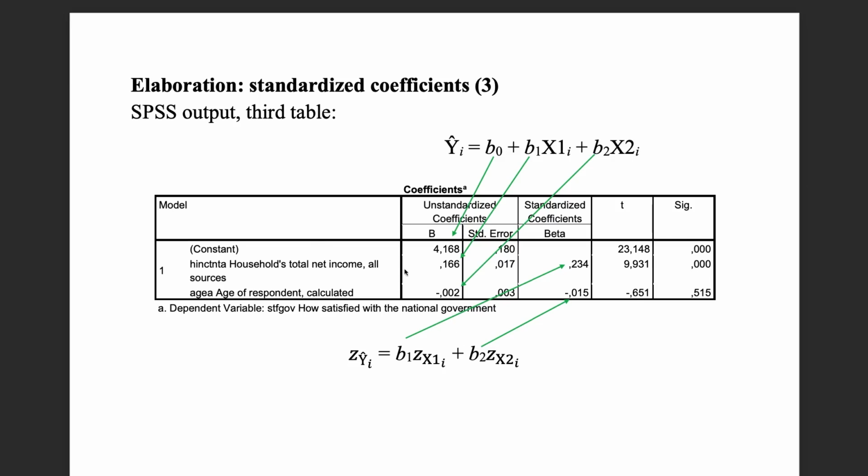SPSS didn't even need to re-estimate the model. You can just mathematically transform from the unstandardized coefficient to the standardized coefficient, or the other way around. So there is nothing intrinsically different about the relationships that are being captured. It's still the same relationship between income and satisfaction with the national government, and age and satisfaction with the national government. The only thing that changed is the scale, which is now a standard scale for the standardized coefficient. So we do get different values for our coefficients, as we would expect, because we changed the scale.